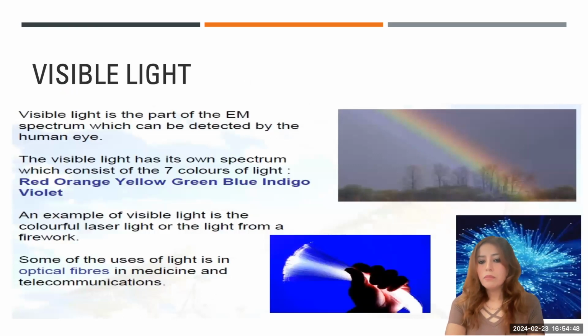An example of visible light can also be colorful laser light or the light from a firework. Some of the uses of light are in optical fibers in medicine and telecommunications.